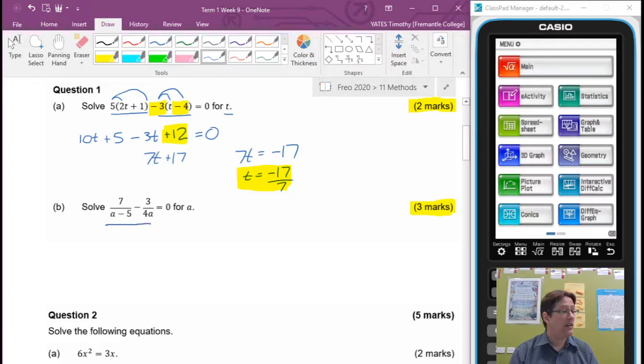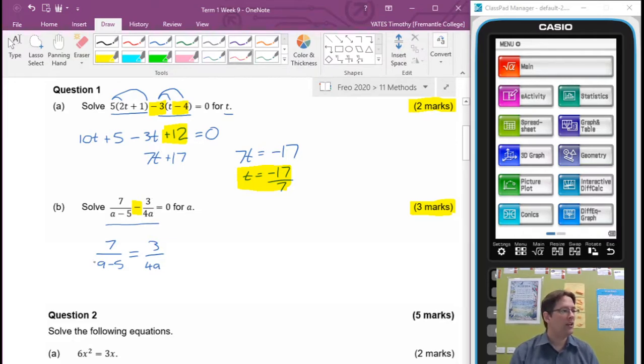Now this is another linear equation, and we've got to do something a bit special to solve this one. They've given us a little bit of a hint in that they have made it subtract one fraction, subtract another fraction. So what we can actually do is turn that into just 7 over a take 5 equals 3 over 4a. Now remember, when we're solving equations, we do not like fractions ever. We want to get rid of these whenever we can.